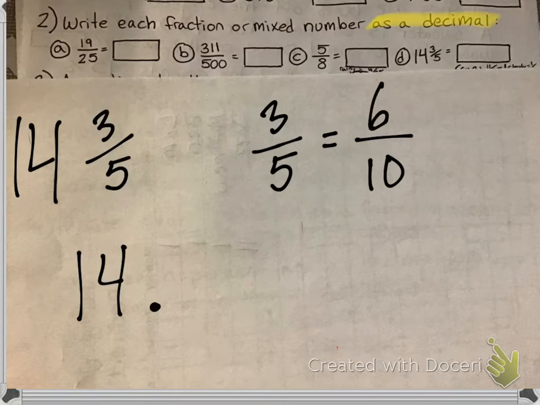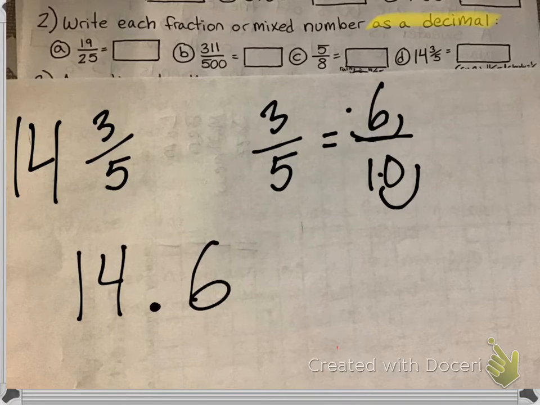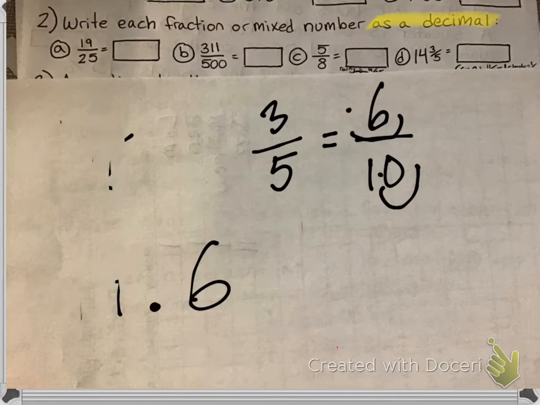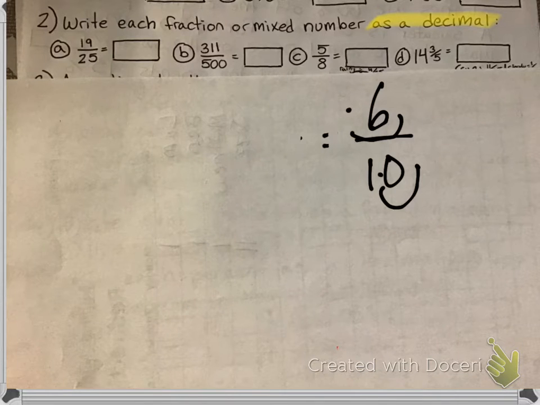6, exactly. Thank you, Daniel. So we get 6. We move it over 1 time here. We move it over 1 time here. Our answer becomes 14.6. Super easy. Now, with our last one, we have a little bit more difficulty, but really it's not that much because I'm telling you the easiest way to do these.